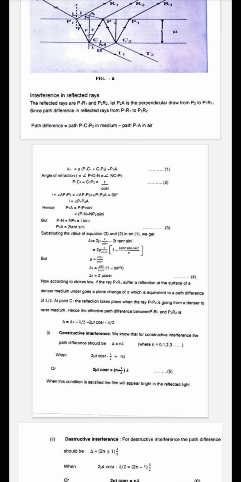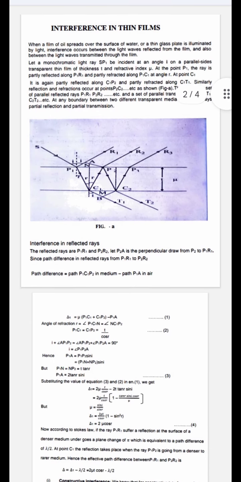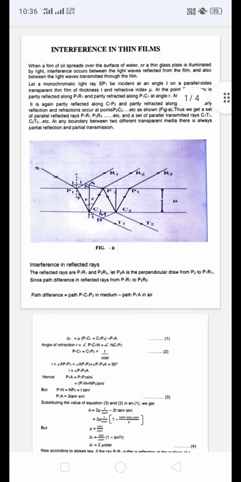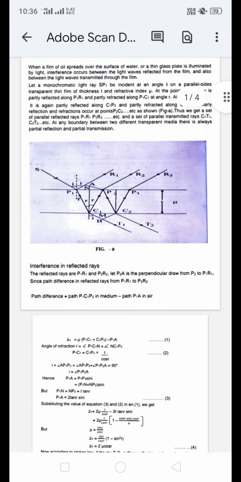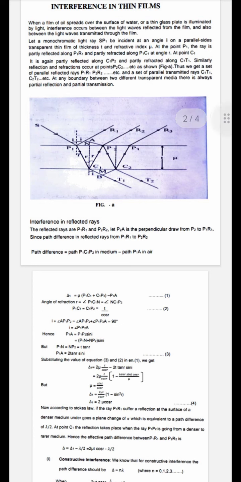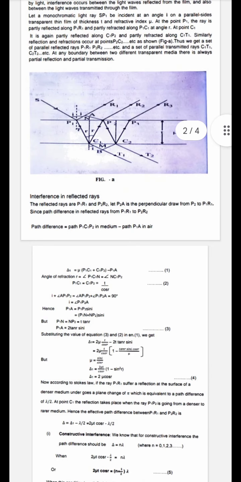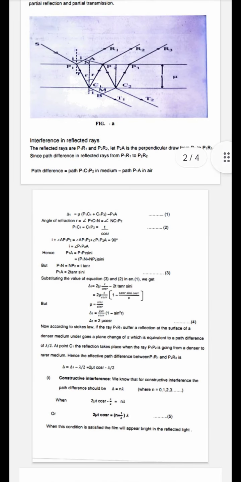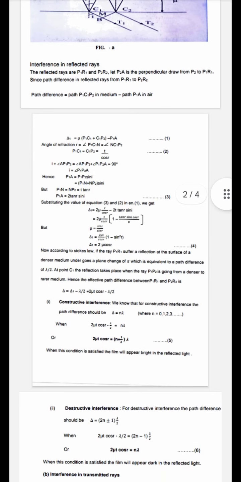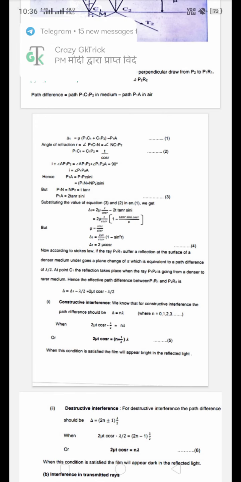As we talk about the reflected system, the rays P1R1 and P2R2 form the reflected system, meaning the rays which get reflected from the upper surface of the film. The rays transmitted from the bottom surface of the film are known as the transmitted system of the film. Both the reflected and transmitted systems play a vital role in making a thin film appear colored, meaning the color of the thin film is due to interference producing dark and bright films.